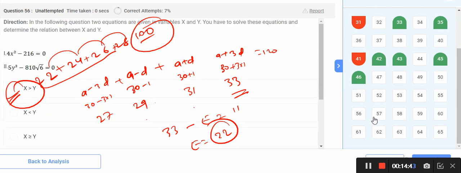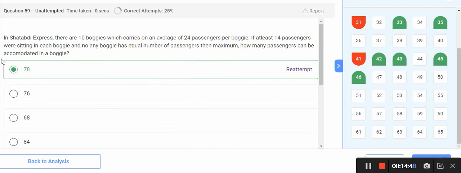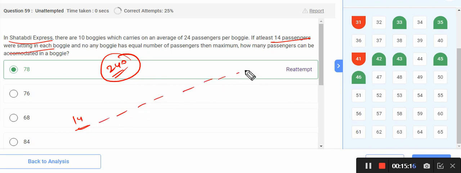This is the DI. Okay, let's solve question number 59. In Shatabdi Express, there are 10 bogies which carry on an average 24 passengers per bogie. So how many total passengers does it carry? It carries 240 passengers. If at least 40 passengers were sitting in each bogie, so in all the 10 bogies, 1 2 3 4 5 6 7 8 9 10, in all these bogies at least 14.